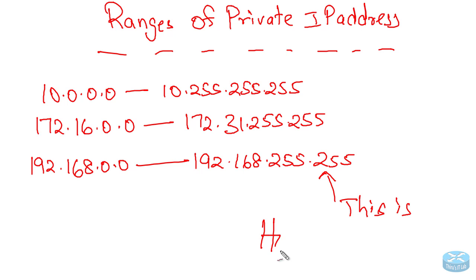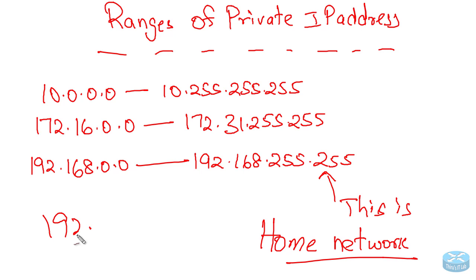This is the range that we use in our home network. Your small router on your home network, if you look at your IP address, will start with 192.168 something.